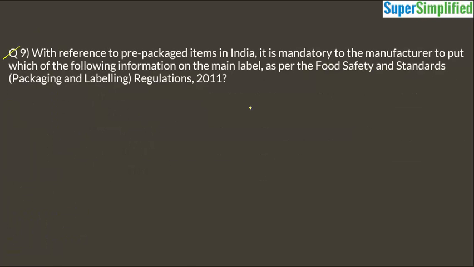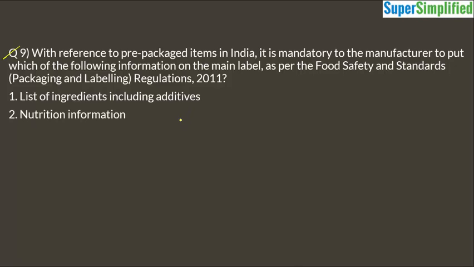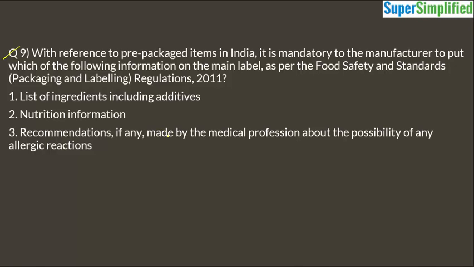Now question number 9. With reference to pre-packaged items in India, it is mandatory for the manufacturer to put which of the following information on the main label as per the Food Safety and Standards Packaging and Label Regulations 2011. 1. List of ingredients including additives. 2. Nutritional information. 3. Recommendations, if any, made by the medical professional about the possibility of any allergic reactions. And 4. Vegetarian, non-vegetarian. So what do you think is the correct answer?